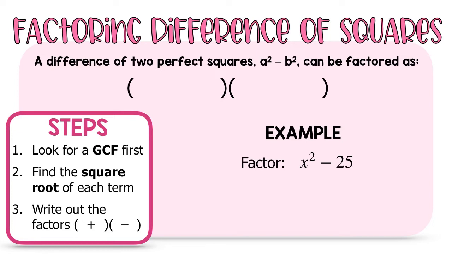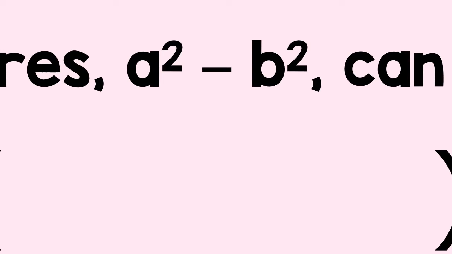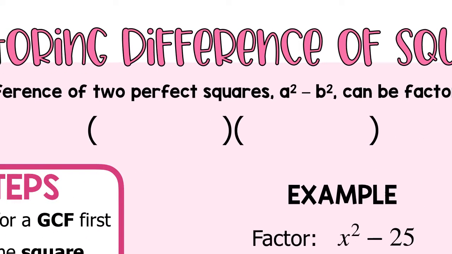Okay, so factoring a difference of squares. The first thing that you need to do is make sure that it is actually a difference of two perfect squares. So I'm going to zoom in right here. It'll be in this format. It has to be subtraction. It can't be addition. And both terms have to be able to take a perfect square root. So something squared minus something squared.